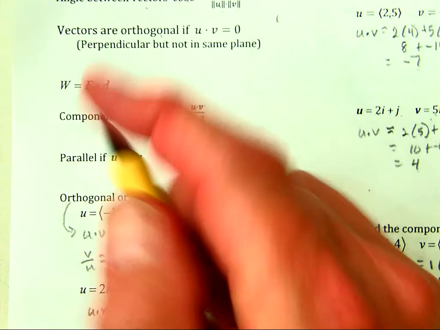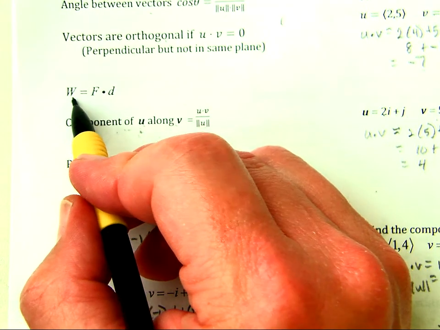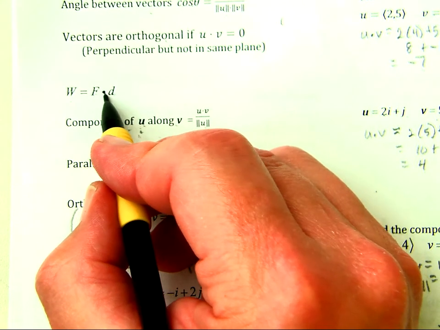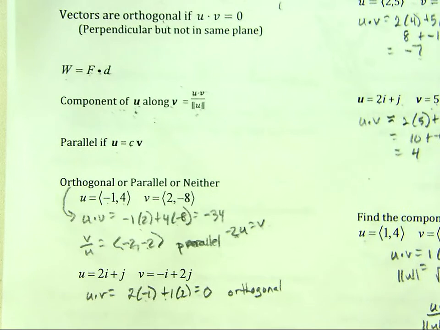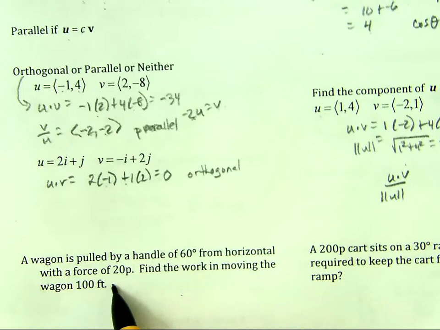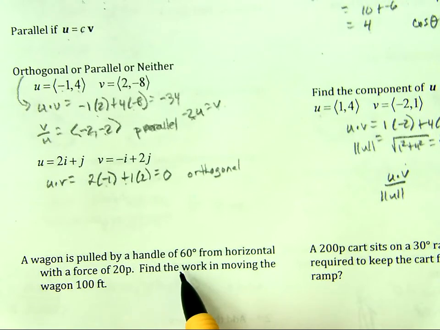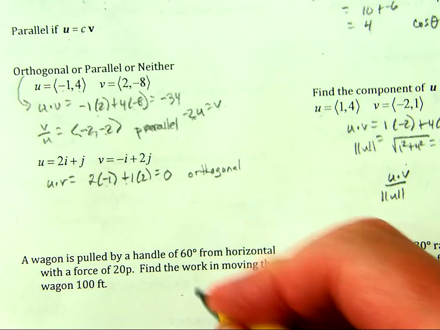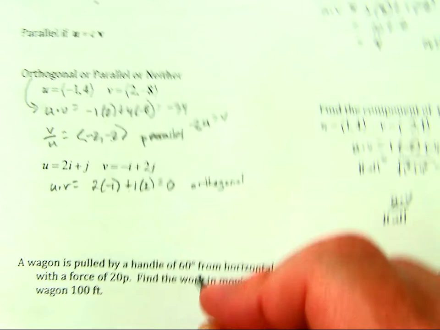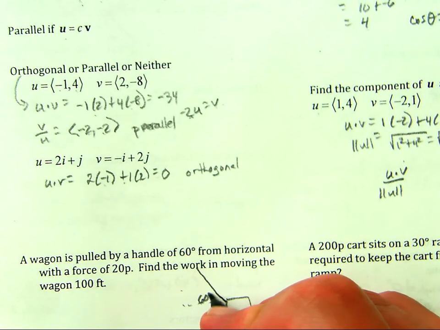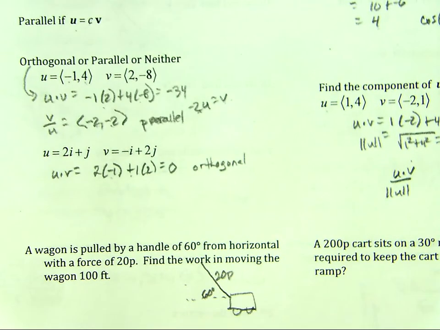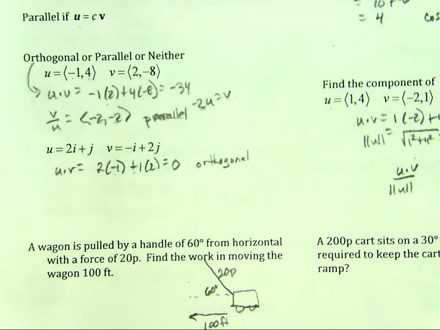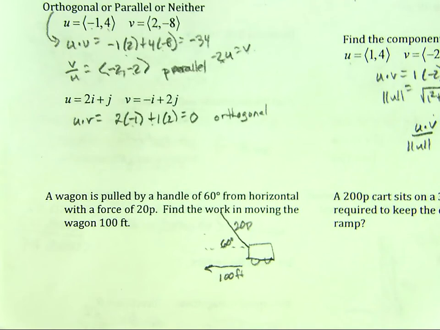Another use for dot products is, if you've seen this in physics, work equals force times distance. If you think of these as both vectors, that's a dot product. So like here, the wagon is being pulled by a handle at 60 degrees from horizontal with a force of 20 pounds. So here's my wagon here. I'm pulling at an angle of 60 degrees from horizontal, with a force of 20 pounds. Find the work in moving that wagon 100 feet. Again, a term you'll get comfortable with in physics: work equals force times distance.